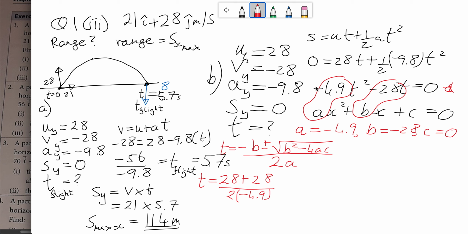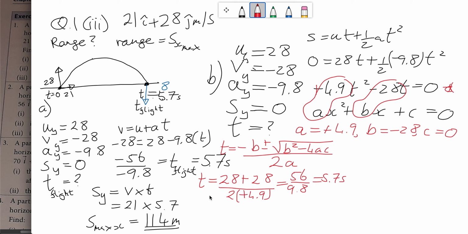This should be a plus, of course. That should be positive. That should be positive. And this should be positive, yeah. Because I had minus minus half that. When I bring it to this side of the equation, it becomes a positive. So that's fine. So now that's equal to just 56 divided by 9.8. And 56 divided by 9.8 is actually 5.7 seconds.